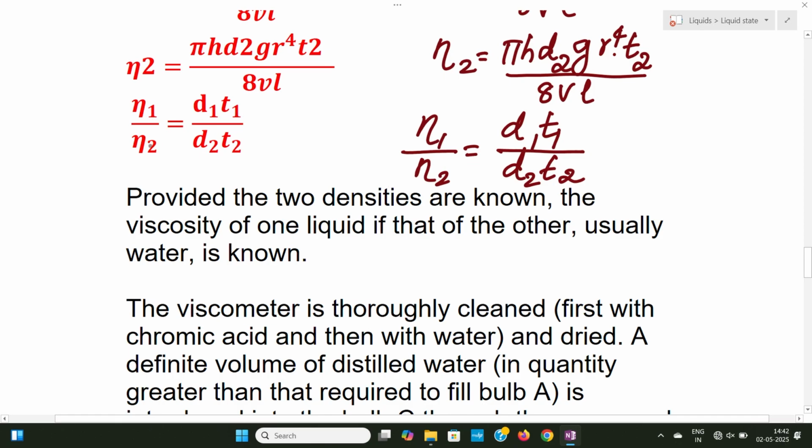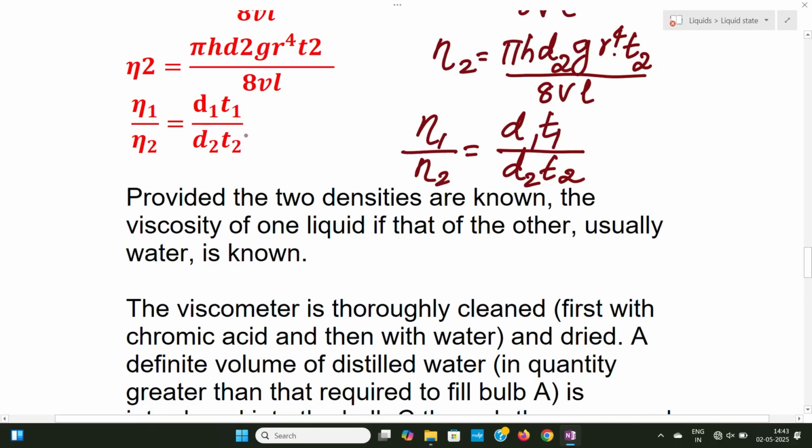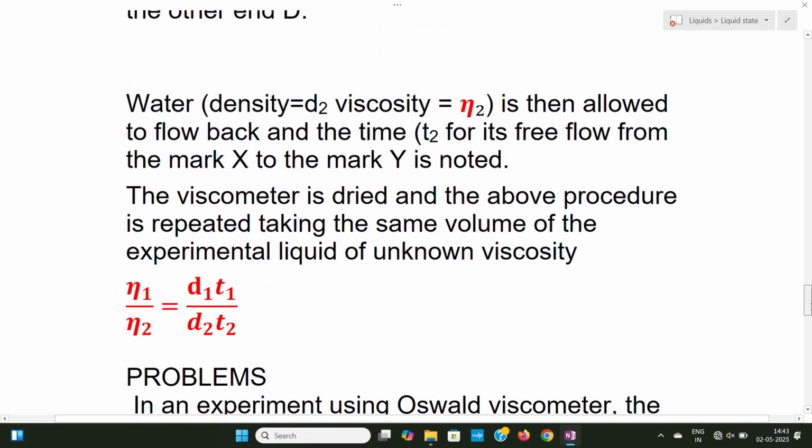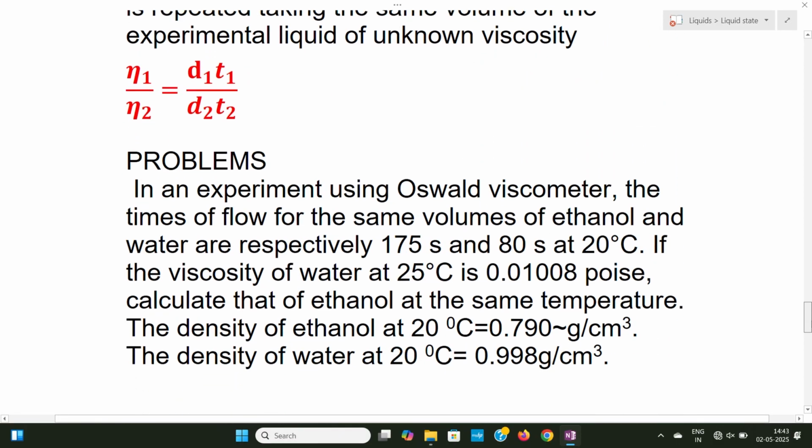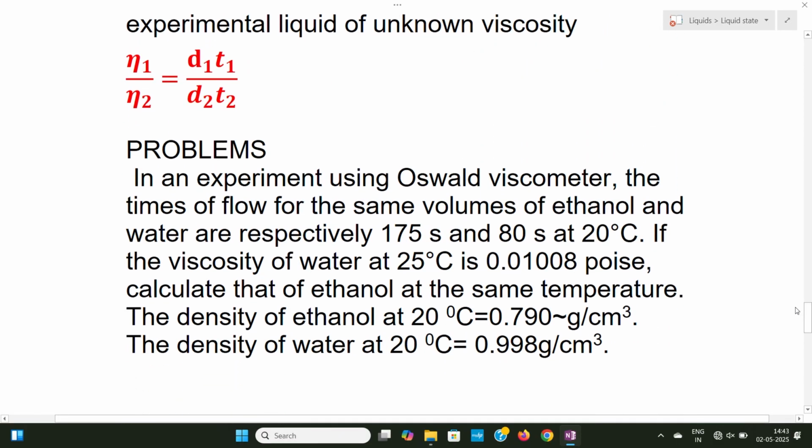Here eta 1 and eta 2 are the coefficients of viscosities of the two liquids, d1 and d2 are the densities of the first and second liquid, and t1 and t2 are the times of flow of the first and second liquid. This is about the application of Poiseuille's equation. Now, let us discuss two problems with respect to Poiseuille's equation and the comparison of viscosities of liquids.